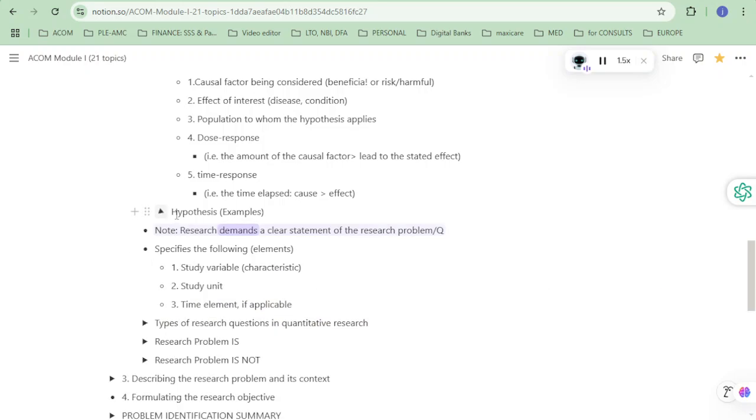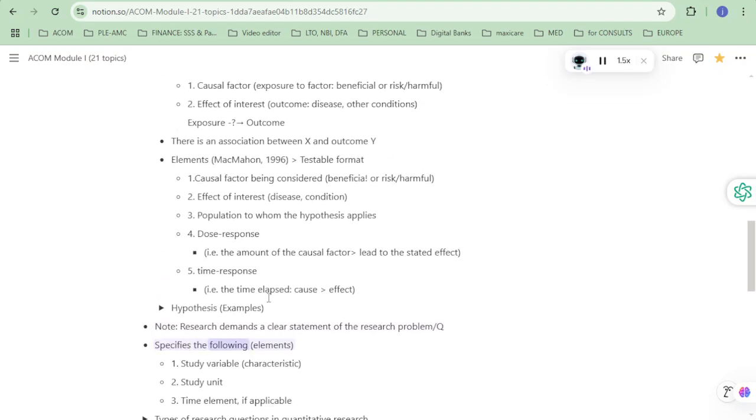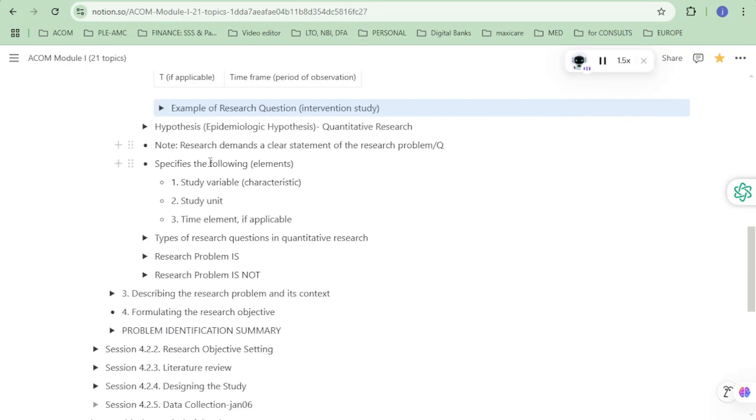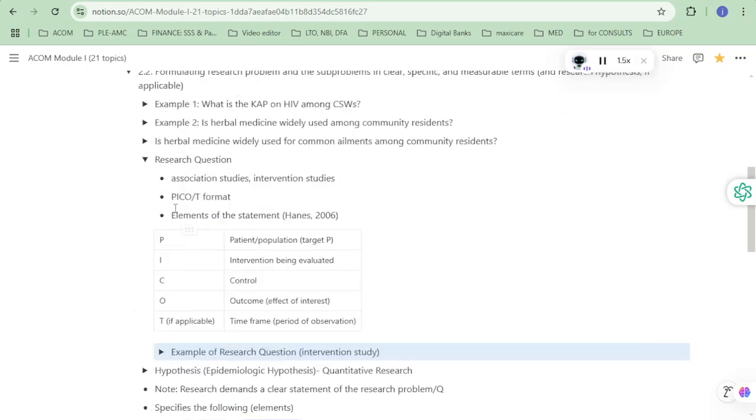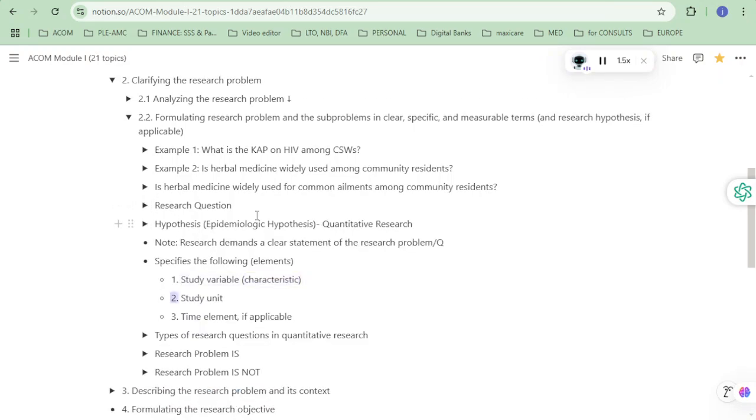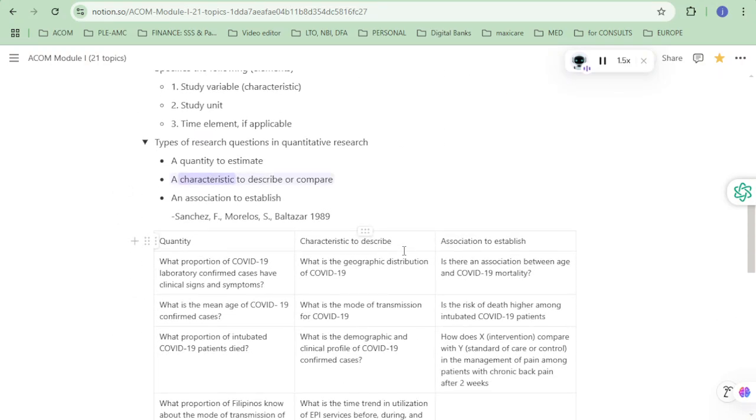Note, research demands a clear statement of the research problem or question. It specifies the following elements: 1. Study variable, characteristic. 2. Study unit. 3. Time element, if applicable. Types of research questions in quantitative research: a quantity to estimate, a characteristic to describe or compare, an association to establish. Sanchez, F., Morelos, S., Baltazar, 1989.